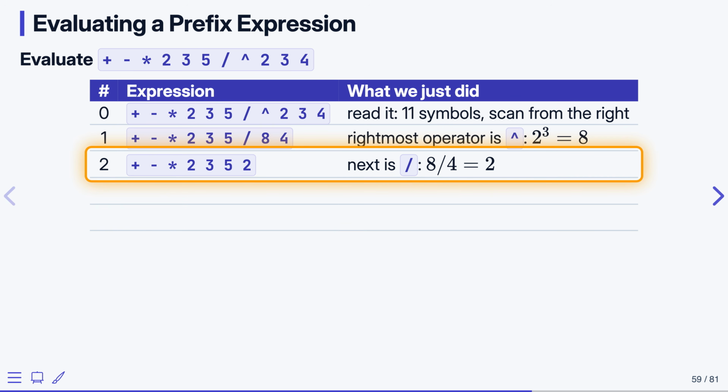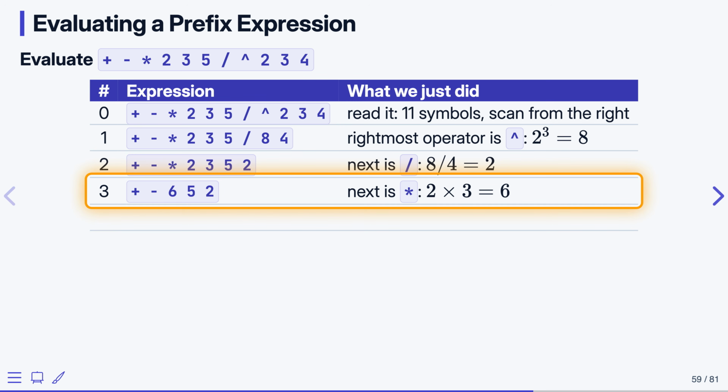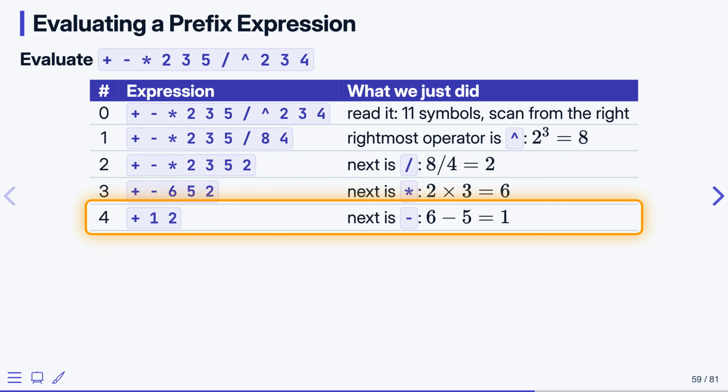Step 2. Now the next operator to the left is the slash. To its right sit 8 and 4. 8 divided by 4 is 2. Step 3, next is the star. To its right sit 2 and 3. 2 times 3 is 6. Step 4, next is the minus. To its right sit 6 and 5. 6 minus 5 is 1.